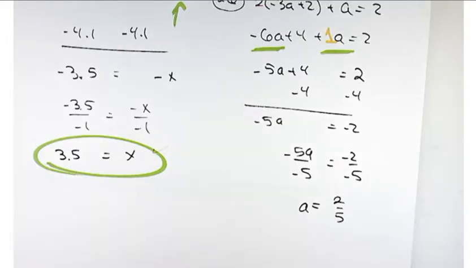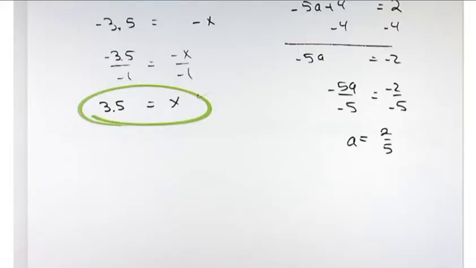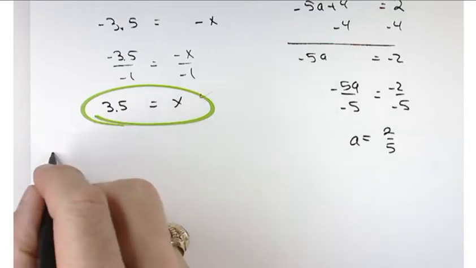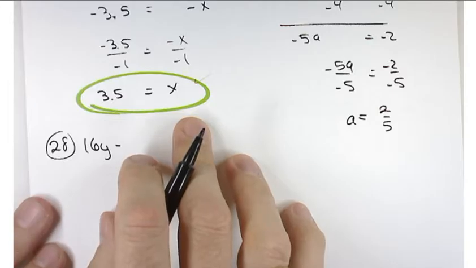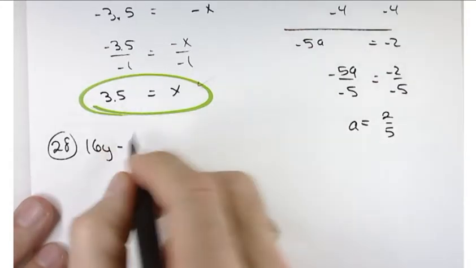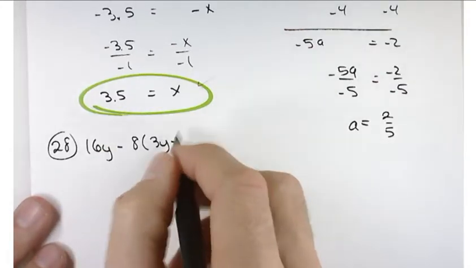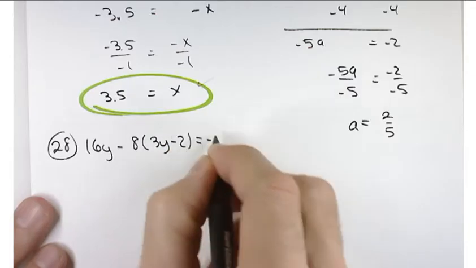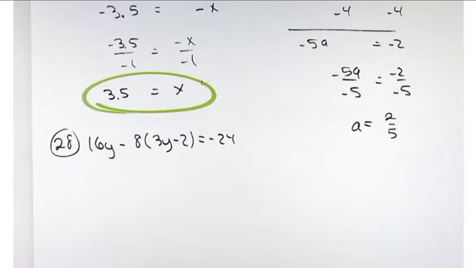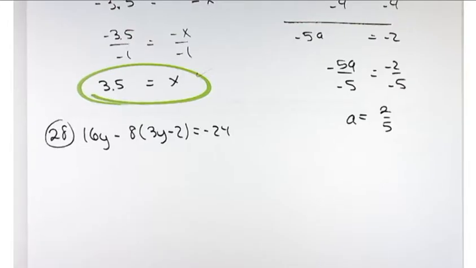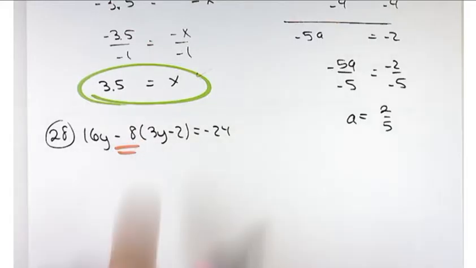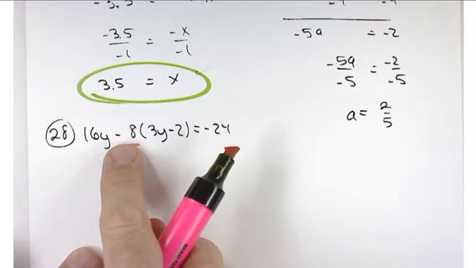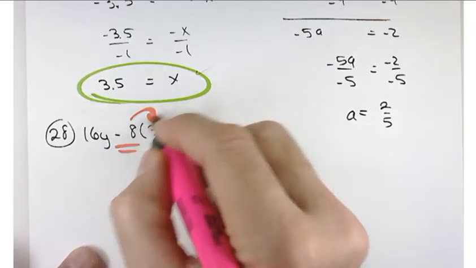Your turn for one, problem number 28: 16y minus 8 times 3y minus 2 equals negative 24. Let me give you a suggestion on this one. When you get rid of the grouping symbols, distribute the negative 8 to both of these.